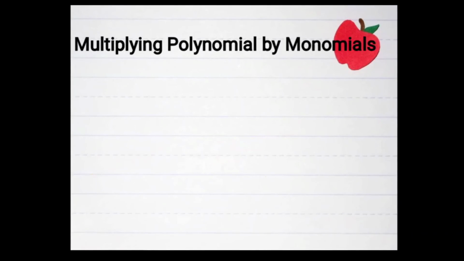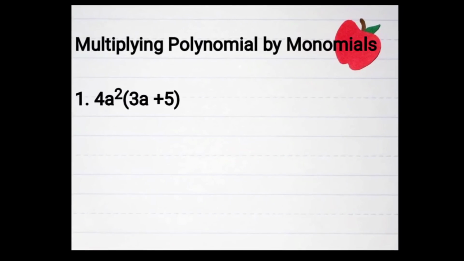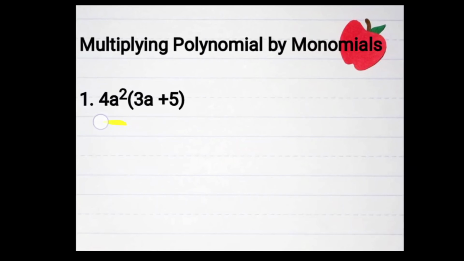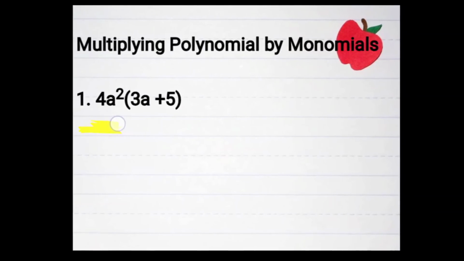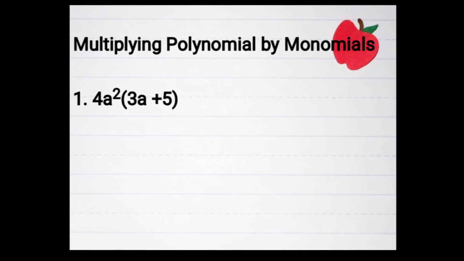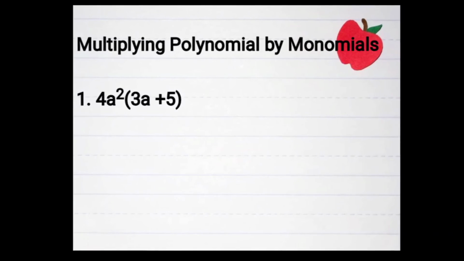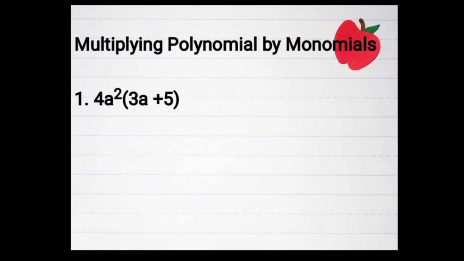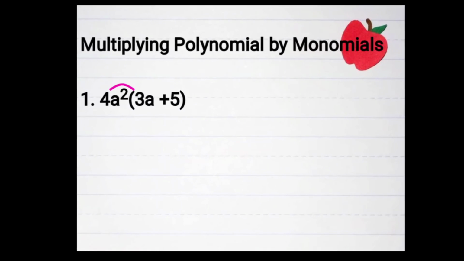So for the next one, let's have multiplying polynomial by monomials. Let's have this example. Number 1, we have 4a squared, this is the monomial, times 3a plus 5. For you to solve it, what you are going to do is to distribute this monomial to the polynomial inside the parentheses. And that is 4a squared times 3a.